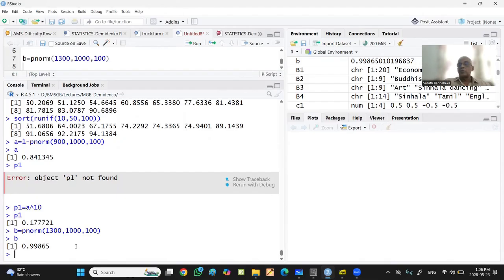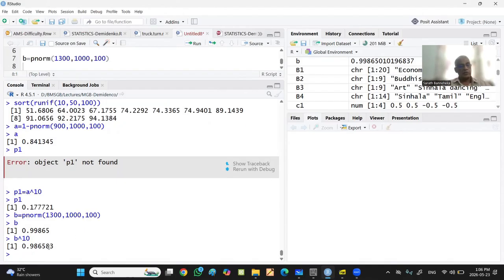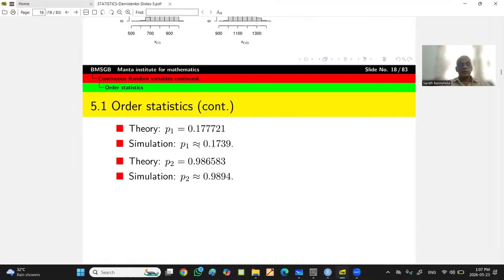So what I need now is the probability that all the bulbs will have less than that amount, 1300 hours of lifetime. So my answer will be B to the power 10. Right. So B to the power 10 will be 0.986583. So this is my theoretical value for the first answer.